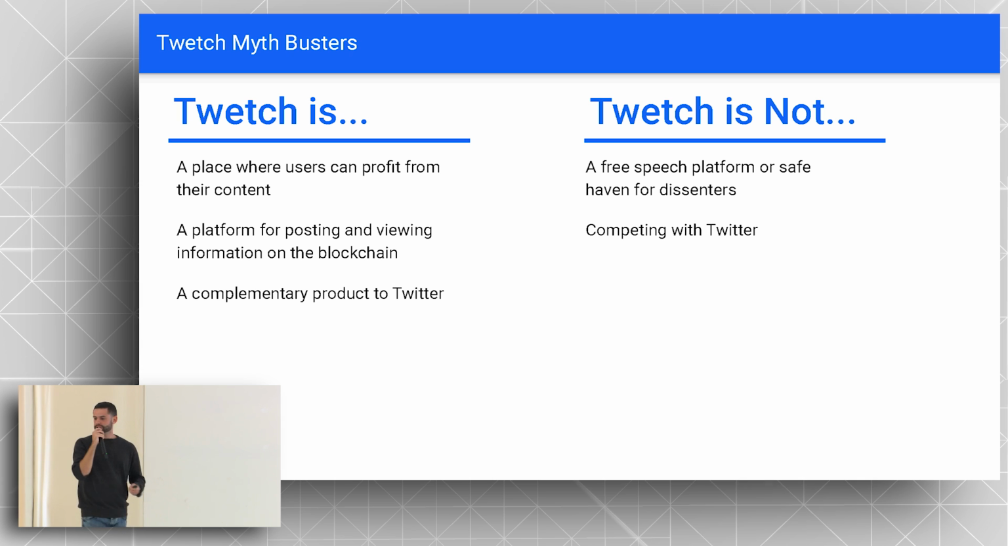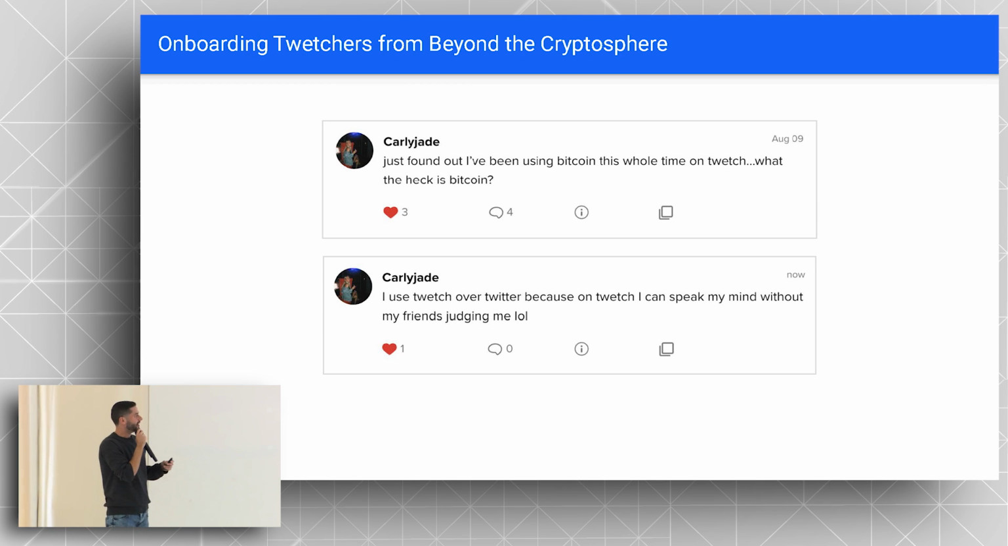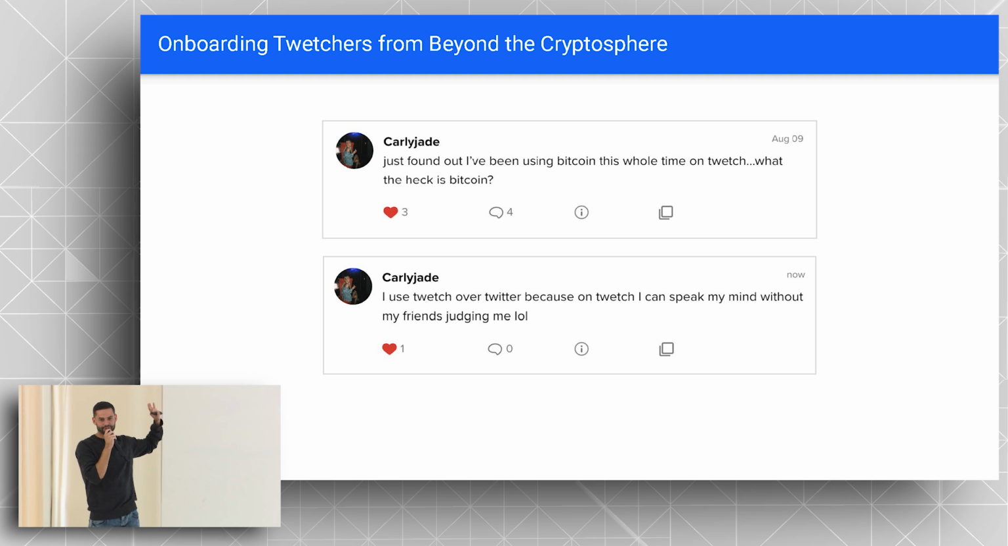And then I want to talk a little bit about onboarding Twitter users from beyond crypto. This is one of our users. Her name is Carley Jade. She's a friend of mine. She found out that she was using Bitcoin after a while of using Twetch, and I thought that was really interesting. I wanted to understand why she used Twetch over Twitter, and what it means to be a user of Twetch without understanding that you're using Bitcoin, and all of the questions that brings.